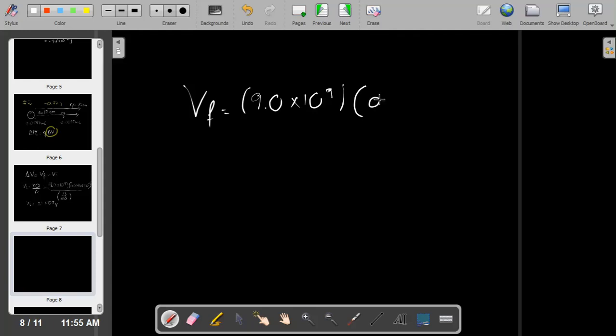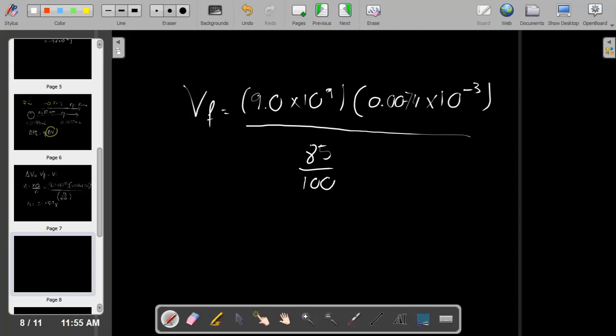It's still 0.0074 multiplying times 10 to the minus 3 to make it into coulombs. Or you can divide it by 1,000 if you want to. Divide it by our final position. Our final position is 85 centimeters. So you need to make it into meters by dividing by 100. You can place it like this.